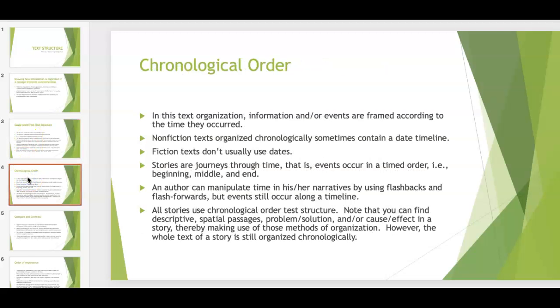Chronological order is another one. This is time sensitive. In this text organization, events are framed according to the time they occurred. For example, if you're reading a nonfiction text about the Civil War in U.S. history, this started in 1860, this happened in 1861, this happened in 1862, and so forth, and then in 1865, the Emancipation Proclamation occurred. So things are in this type of order.